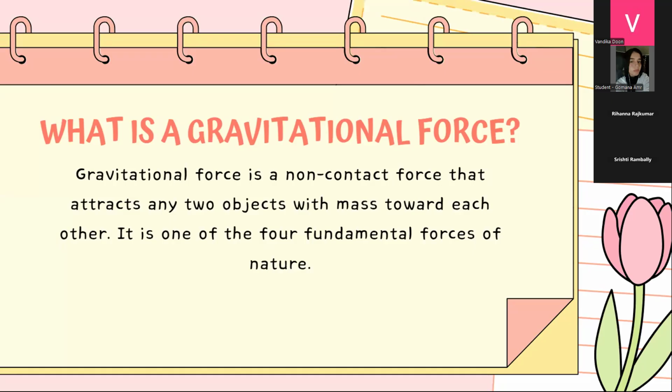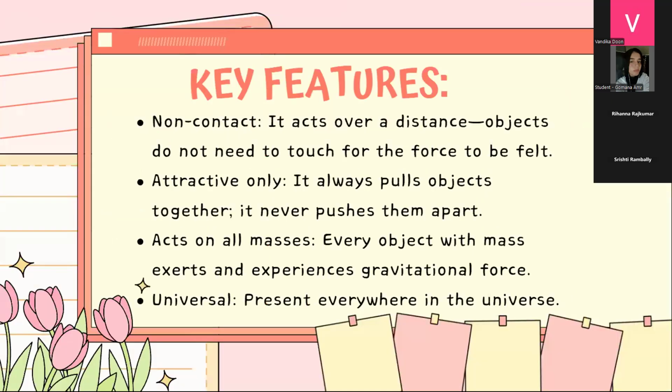I typed down some key features of gravitational forces. We already touched on non-contact, meaning it acts over a distance. It's attractive only, we already mentioned that. It acts on all masses, so every object with a mass exerts and experiences a gravitational force, just like us right now, gravity is pulling us down. And it's universal, meaning that it operates anywhere in the universe. In your room, on Earth, in space, it's always attractive, never pushing things apart.